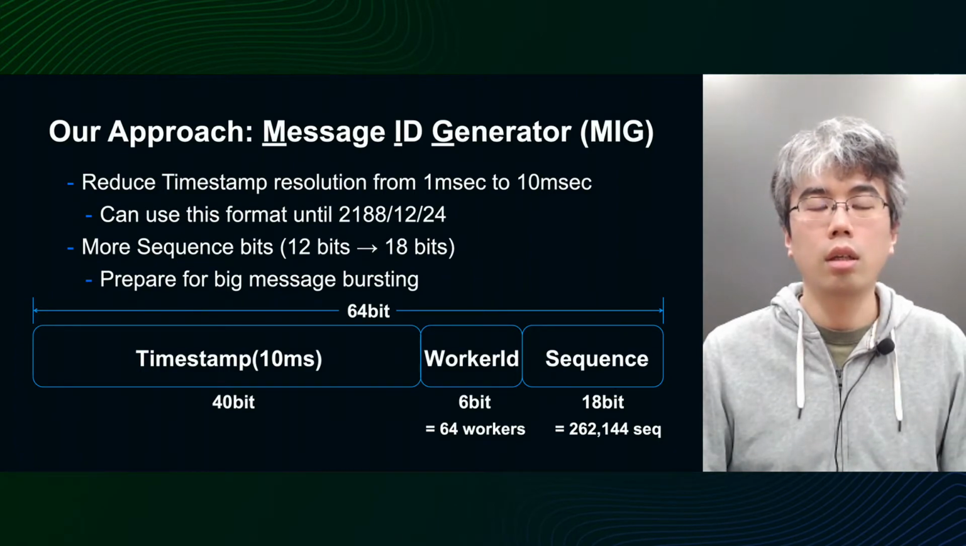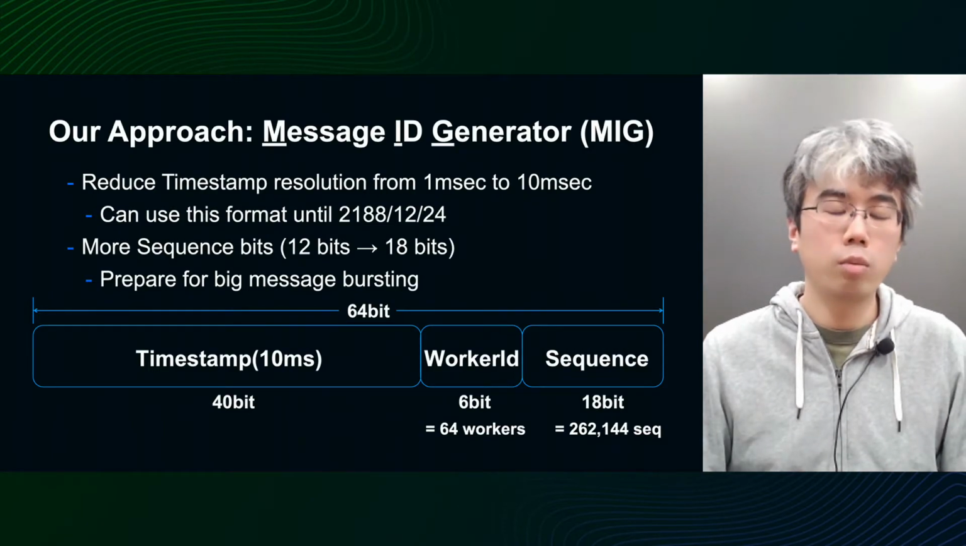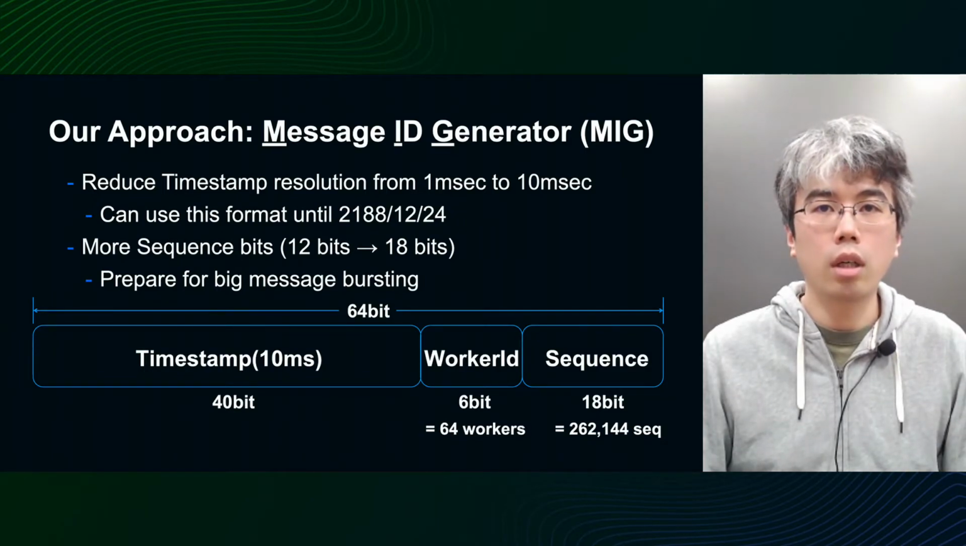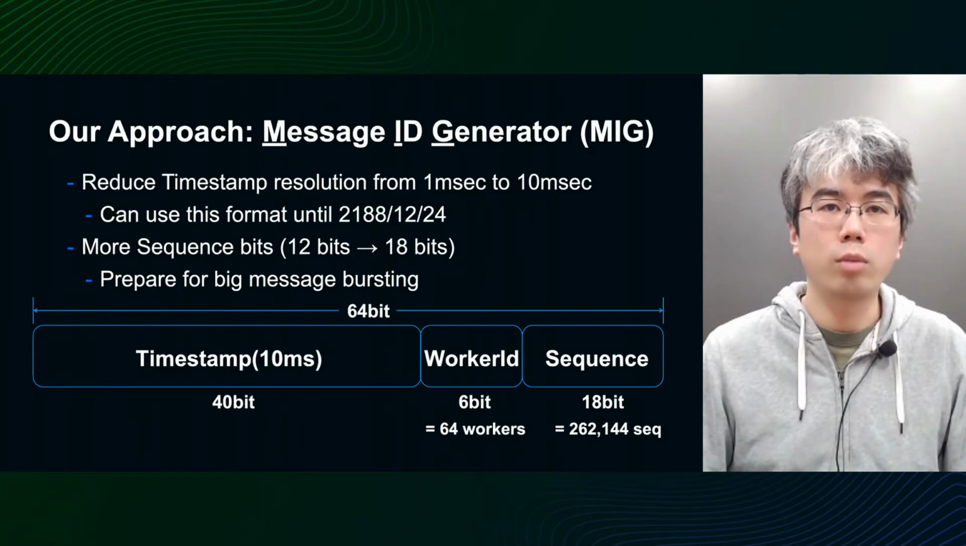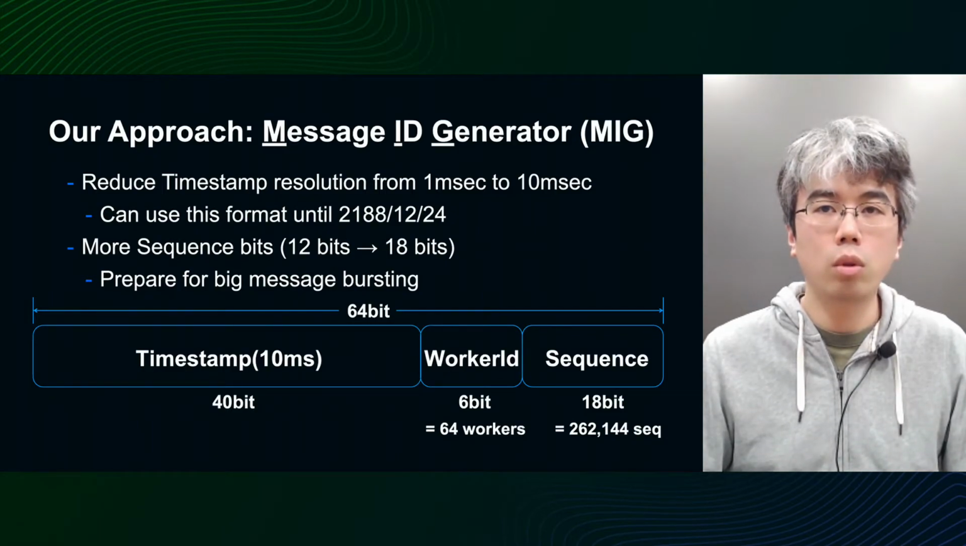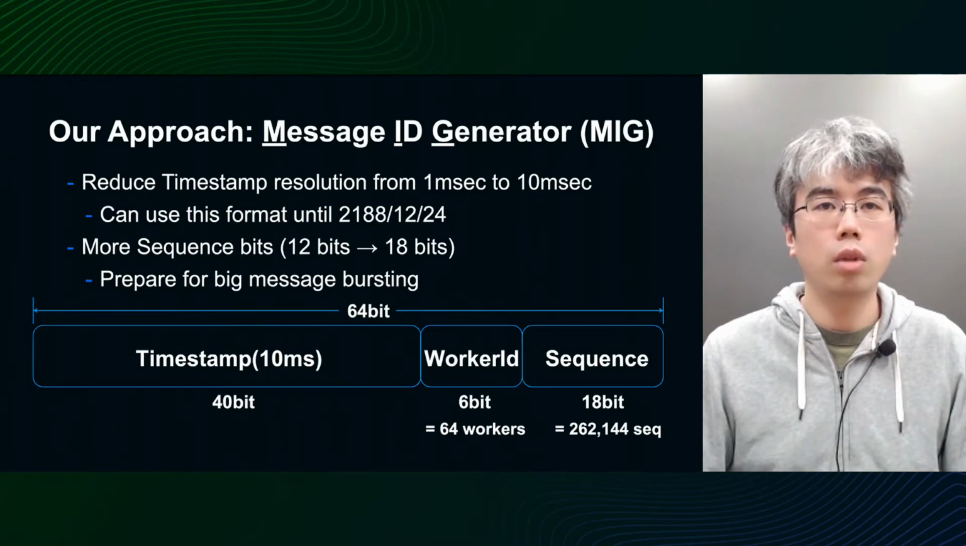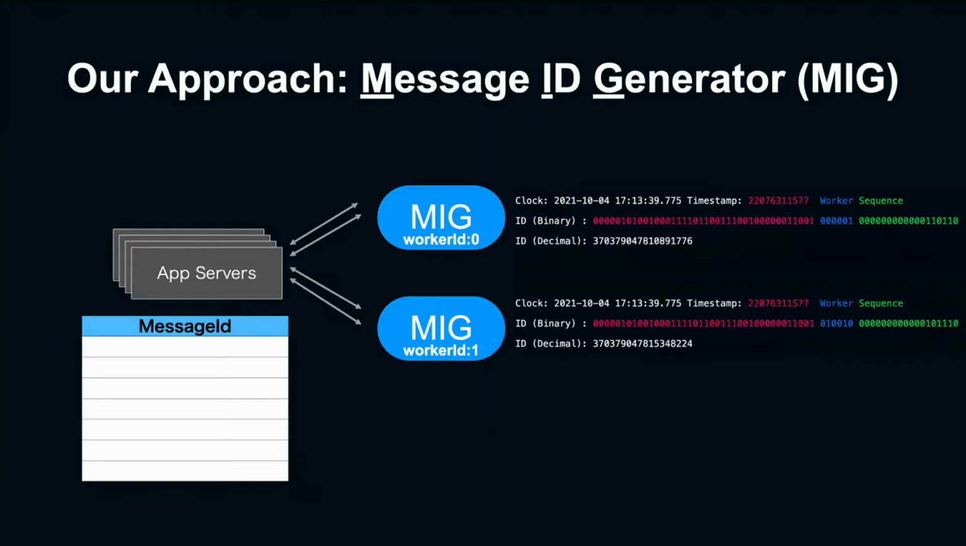Originally, it could only be used up to 69 years, but by reducing the resolution, it can now be used up to 200 years. The sequence was increased from 12 bits to 18 bits, so that the number of IDs a worker can generate in 10 milliseconds can be increased to cope with the sudden increase in messages. It may be difficult to imagine in your mind whether this form of ID generator would work as it were told. So therefore, we will show you how it works in the next page.